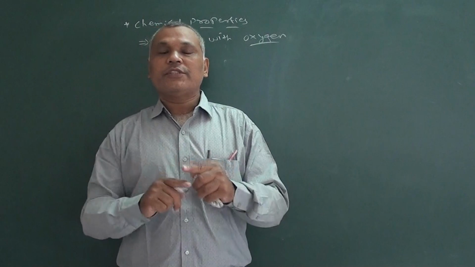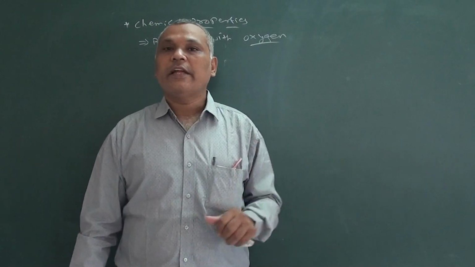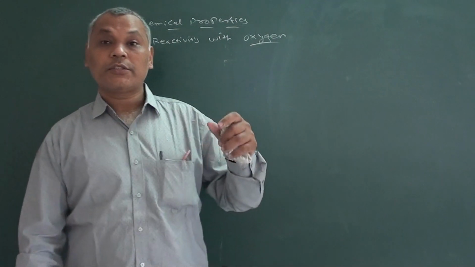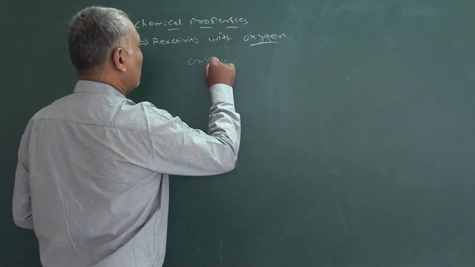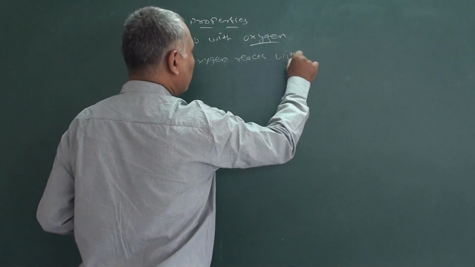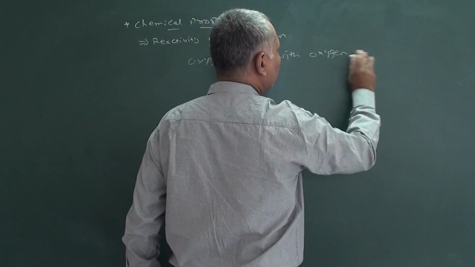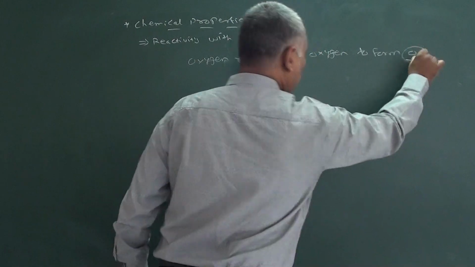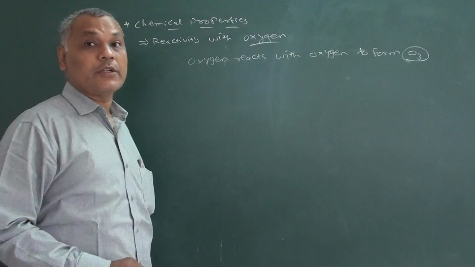So oxygen is going to react with itself to form an oxygen molecule. That we know. But at the same time, oxygen reacts with a third oxygen molecule also to produce ozone. Oxygen reacts with oxygen to form O3. So that is the one compound that is going to be produced by oxygen.